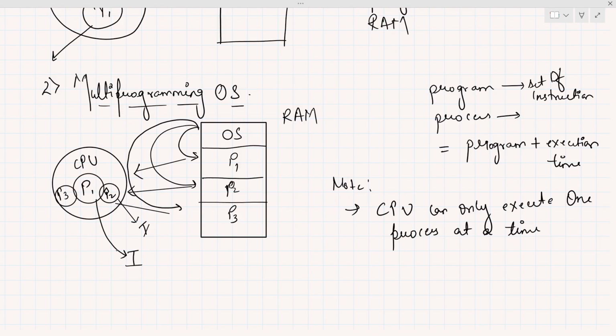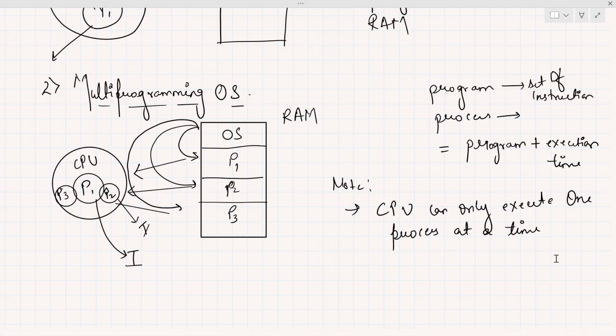So P1 is executing and P3 is executing, and now P1 is completing its input operation. Still, P1 is not getting the CPU until P3 fully executes or does some other operation. When the CPU becomes empty, only then will P1 be able to get the CPU again. So this is what a multi-programming operating system is. I hope it's understandable how multi-programming works.